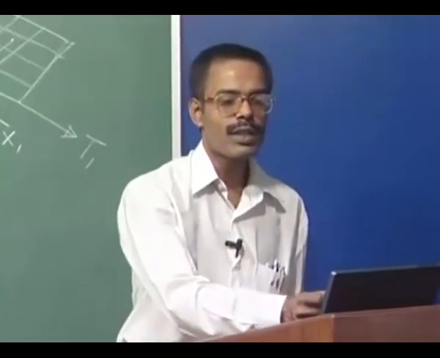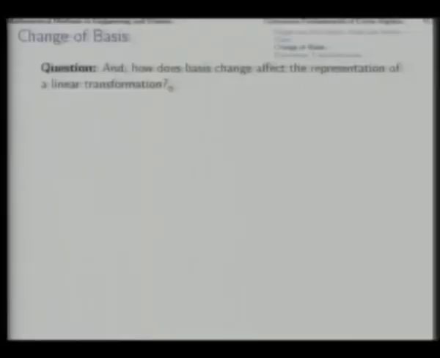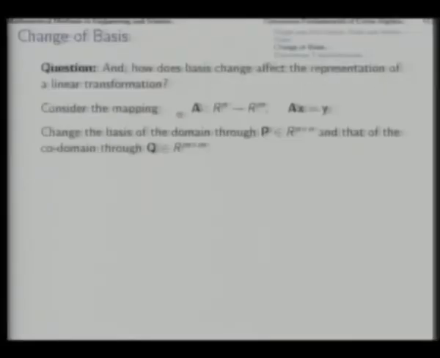How does this basis change affect the representation of a linear transformation? Consider this mapping A from Rn to Rm in this manner. A multiplying with x produces y. So, that gives the description of a linear transformation. Now, we change the basis of the domain through a matrix P.